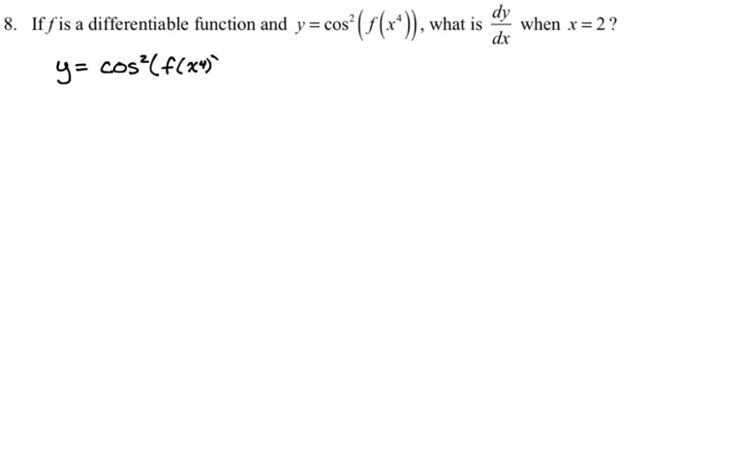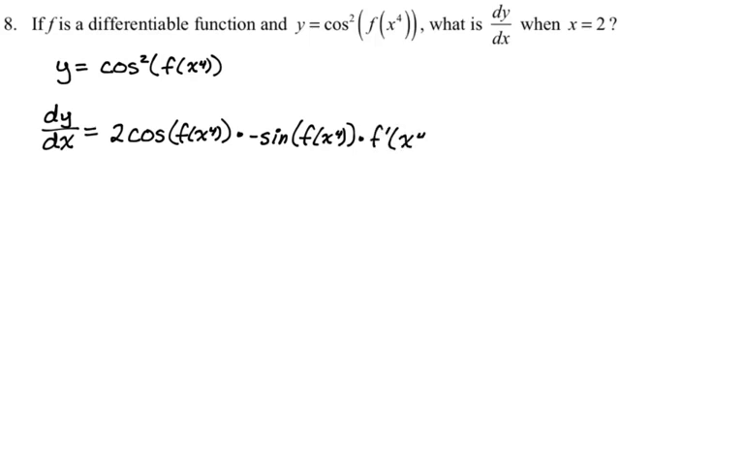So y is equal to this. All right, so it's basically something squared, right? The derivative of something squared is 2 times that thing. So it's going to be 2 times cosine of f of x to the fourth times the derivative of that thing. The derivative of cosine of something is negative sine of that thing. So negative sine of f of x to the fourth times the derivative of that thing. That thing is f of something. The derivative of f of something is f prime of that thing times the derivative of that thing. The derivative of x to the fourth is 4x cubed.